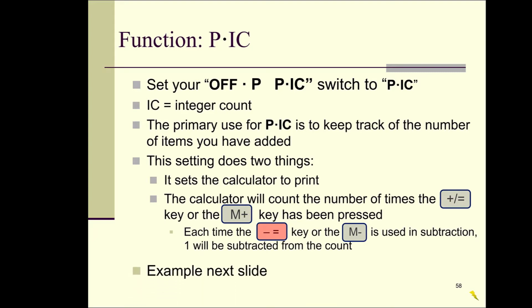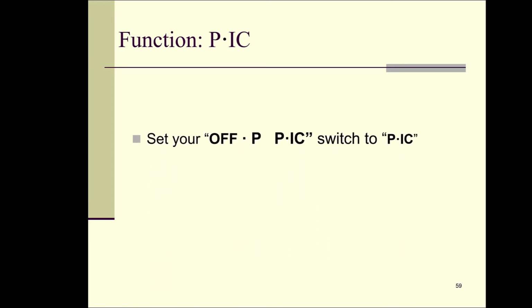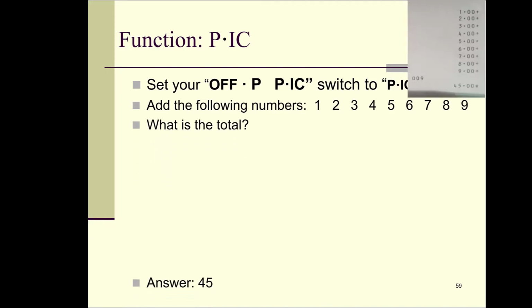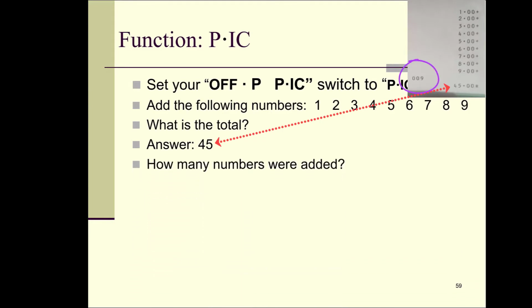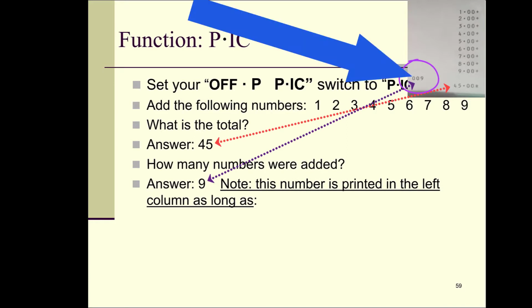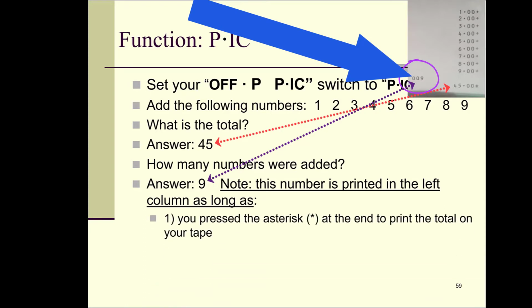And of course, we're going to do an example. So again, make sure your on-off switch is set to p.ic and then add the following numbers. What is the total that you get? You should get 45. How many numbers were added? Obviously 9 numbers were added. And notice that this number is printed in the left column as long as you press the asterisk at the end of the addition problem like you always should be doing, and your on-off switch is set to p.ic.